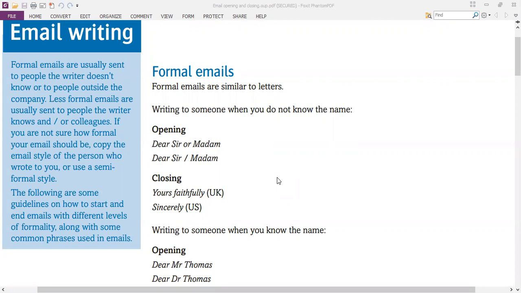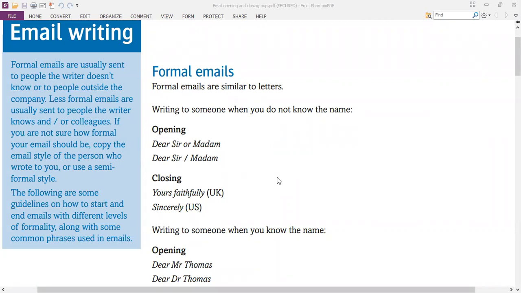This is kasiddiqui with a video on writing opening and closing of a formal email. So formal emails are usually sent to people the writer doesn't know or to people outside the company. And less formal emails are usually sent to people the writer knows or their colleagues.